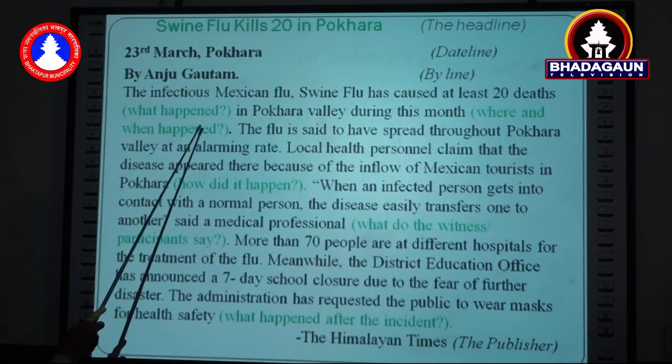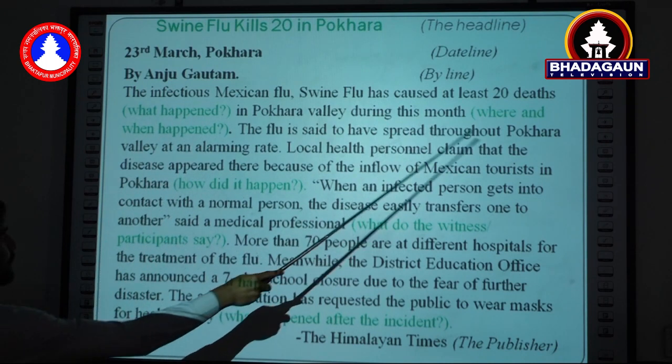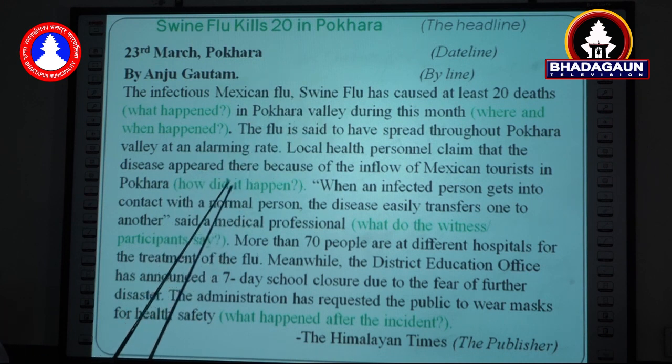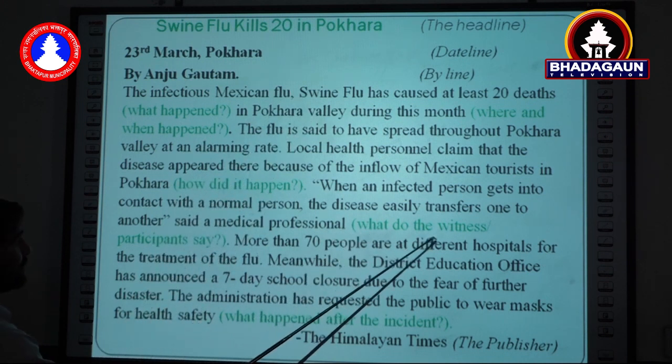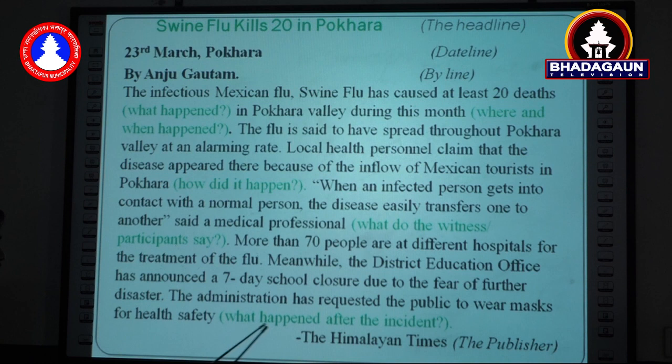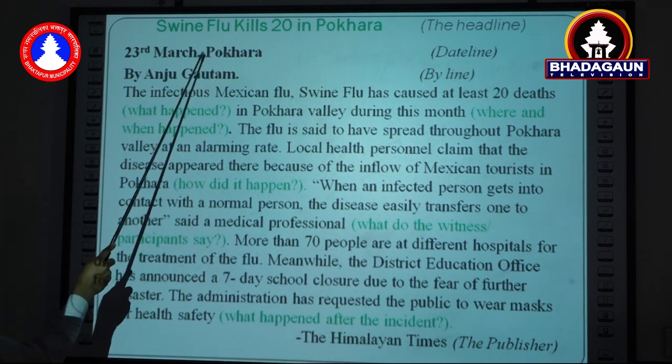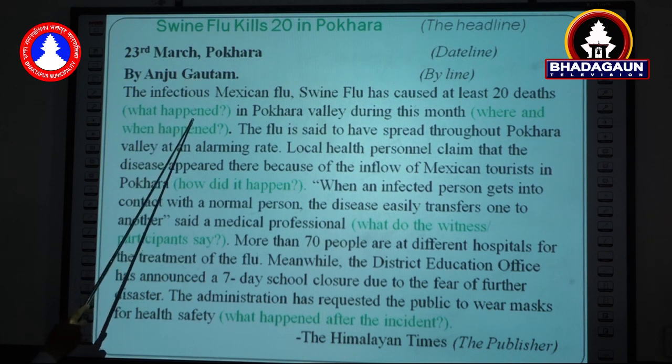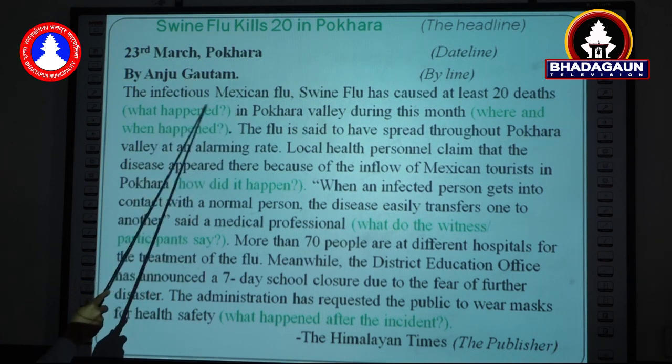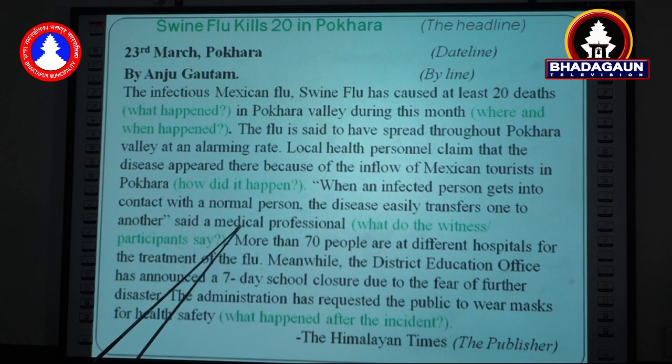So now we are answering all of the questions that we have already discussed, right? Where and when it happened, what happened, how it happened, what the witnesses or participants say, and what happened after the incident. So headline, deadline, byline. Now this is the lead, the first important thing, and then this whole is the body, answering all of the questions that is necessary to write the body.